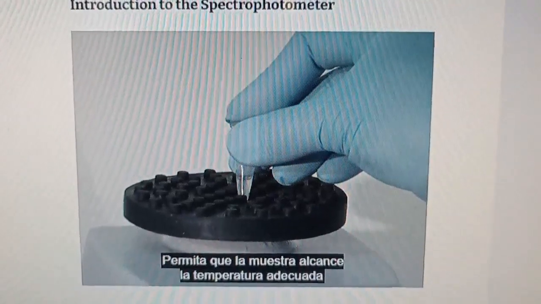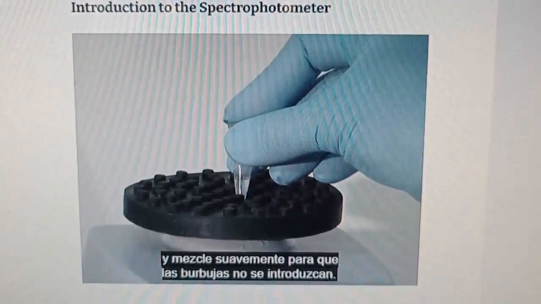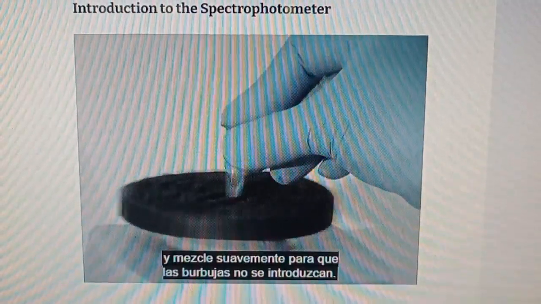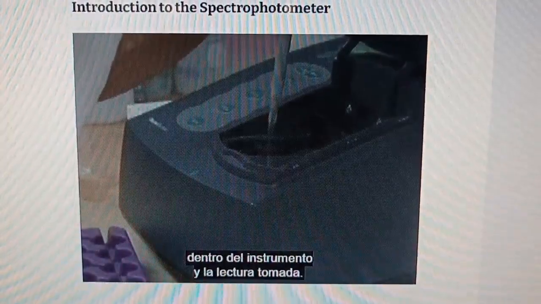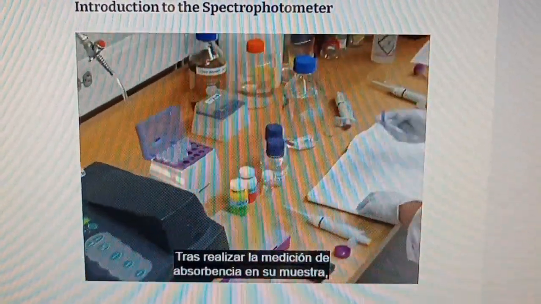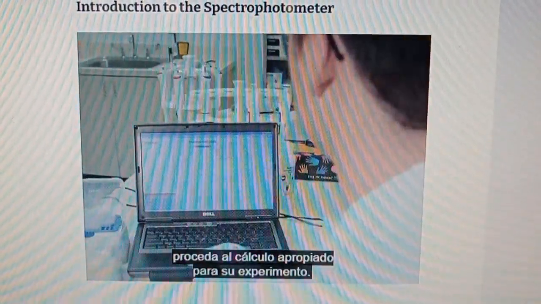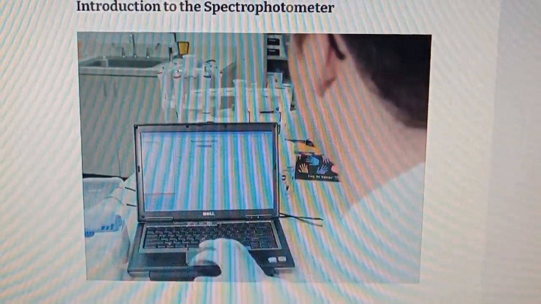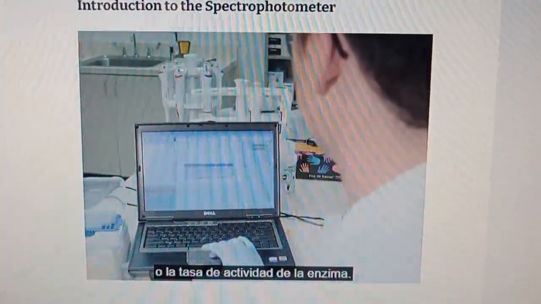Allow the sample to reach the appropriate temperature and mix it gently so that bubbles are not introduced. The sample can then be added directly to the cuvette within the instrument and a reading taken. After performing the absorbance measurement on your sample, proceed to the appropriate calculation for your experiment. For example, determination of concentration or the rate of enzyme activity.